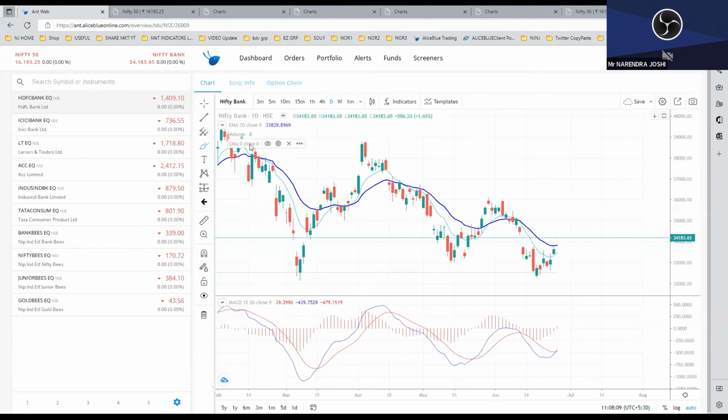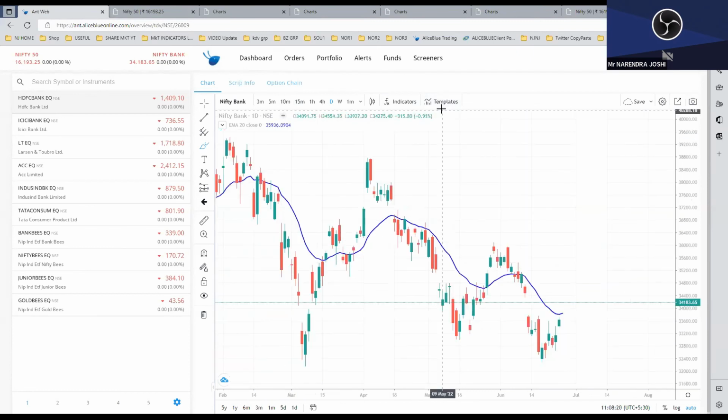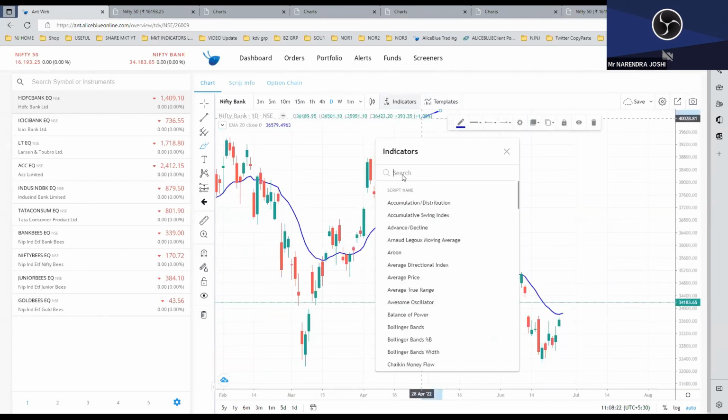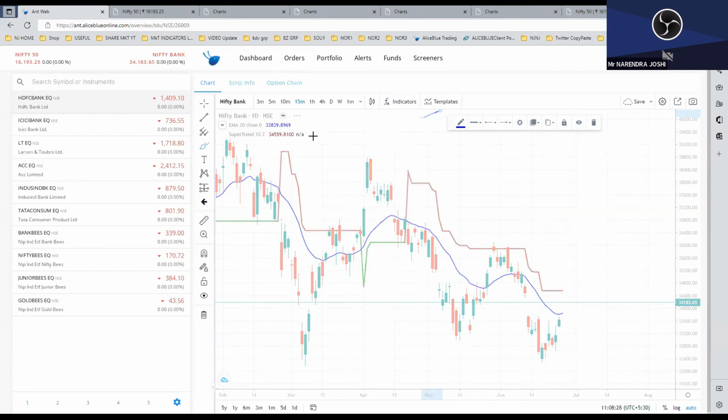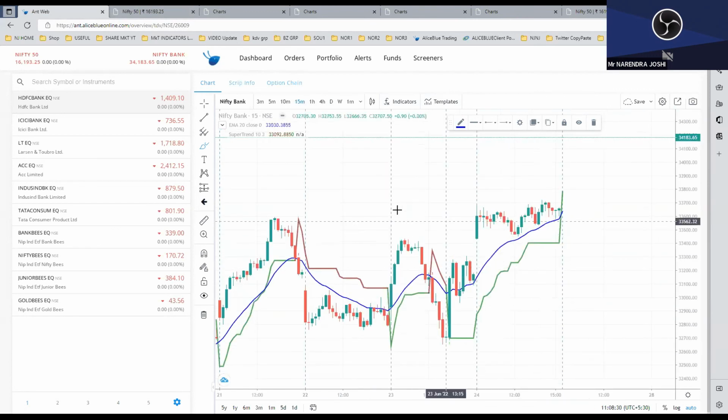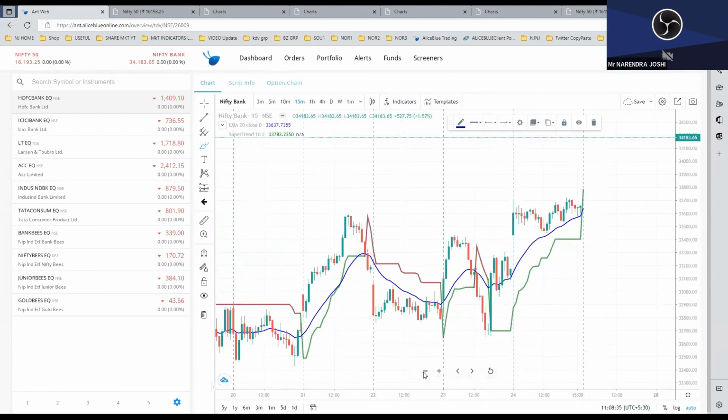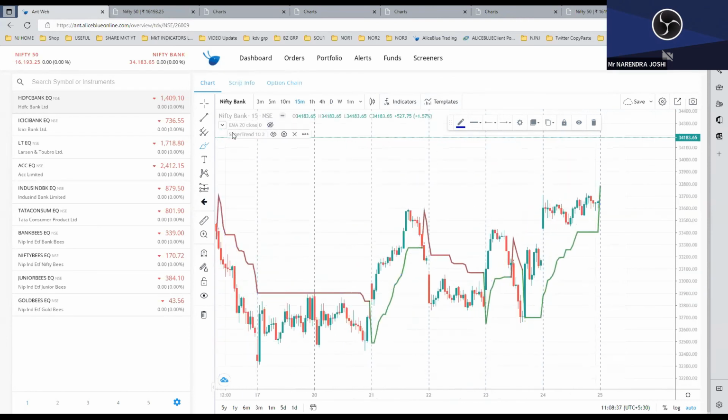Okay, let's remove all this and try to understand super trend. A super trend is an indicator which you can follow in the market for intraday. If this is the super trend indicator, now see, I'm hiding the 20 EMA so you can focus on the super trend indicator.